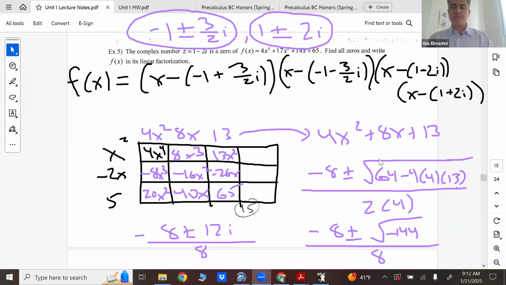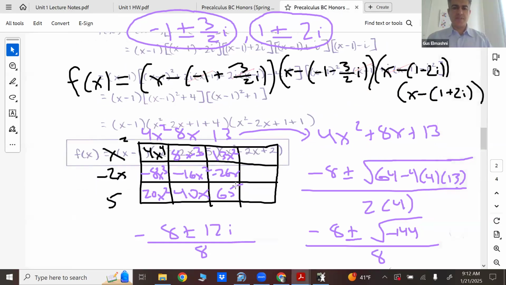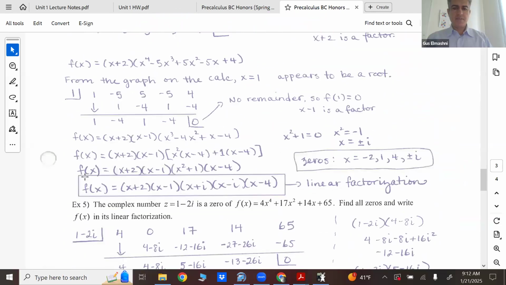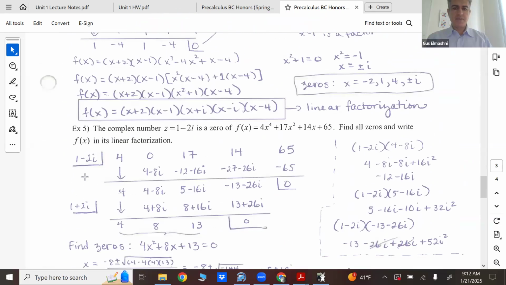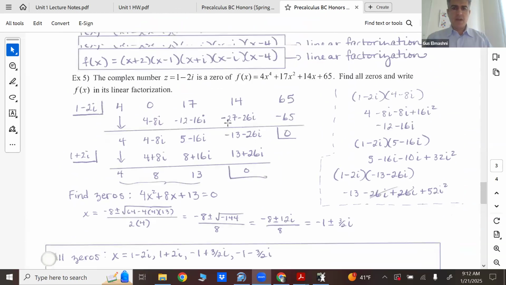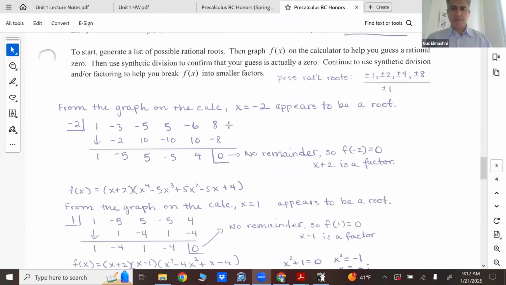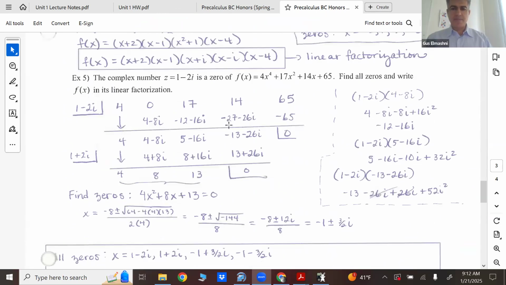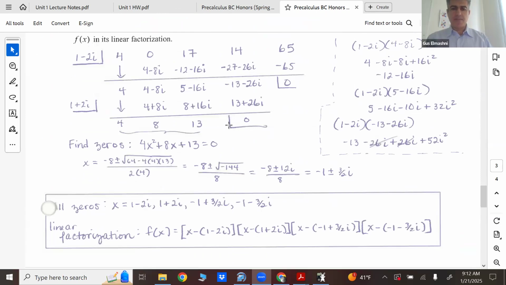Yeah, that's a pretty advanced problem. Let me show the solutions so you guys can see it. Yep, here we go. We were supposed to do the linear factorization for the other one, but oh well. Whatever, it's fine. You guys get the idea.